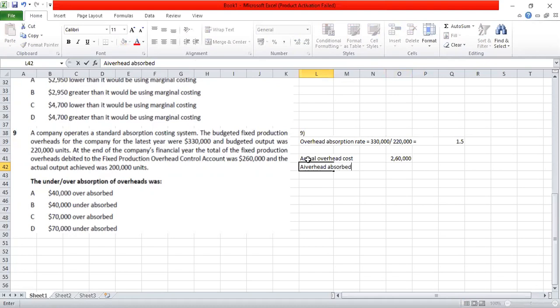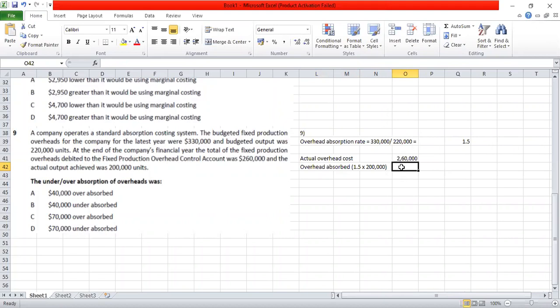which means that this was shown in the books of accounts. So the way they would have calculated is, rate they got it as 1.5. 1.5 into how many units this year? 200,000 units this year. So that is equal to, this is 300,000.